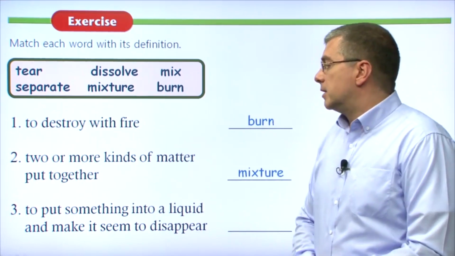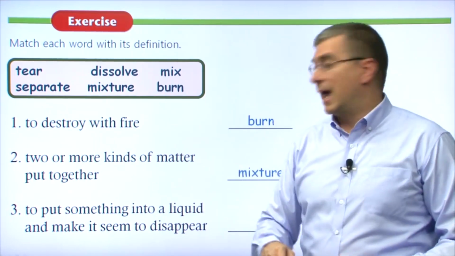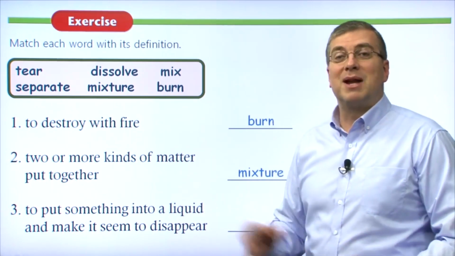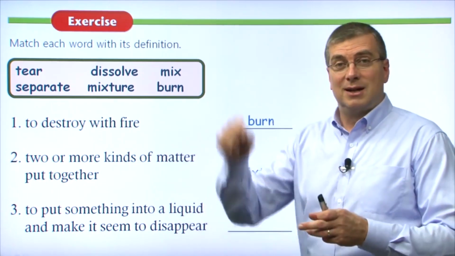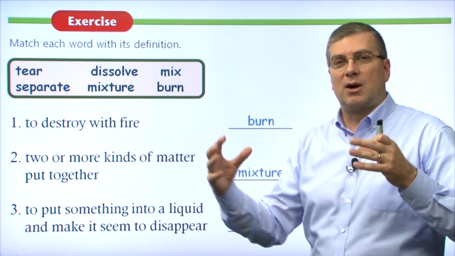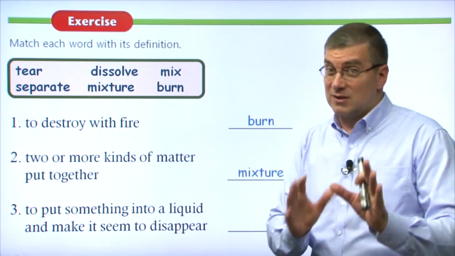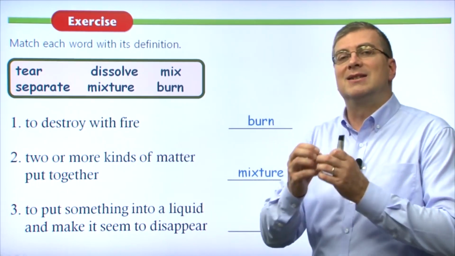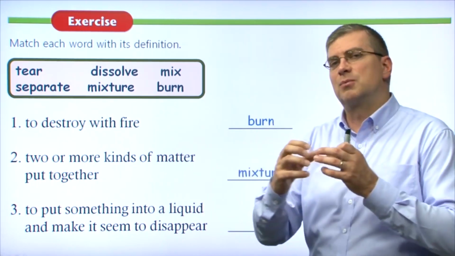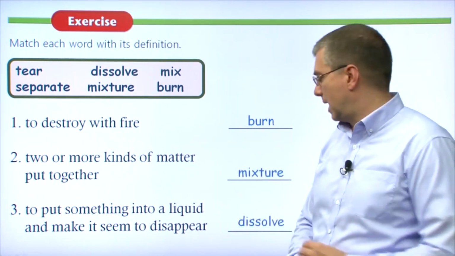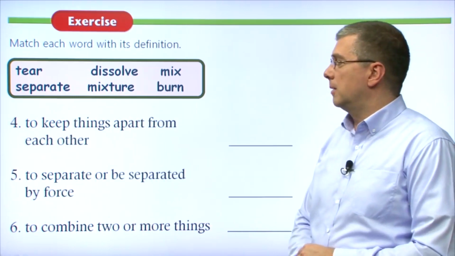Number 3. To put something into a liquid and make it seem to disappear. Remember, we talked about the medicine. We saw the video of the medicine, plop, plop, fizz, fizz, right? It dissolved into the water. It seemed to disappear. It's still there, right? It's still in the water, but it seemed to disappear. It dissolved into the water, kind of spread out in the water. And that, of course, is to dissolve. Okay? Let's move on to number 4.